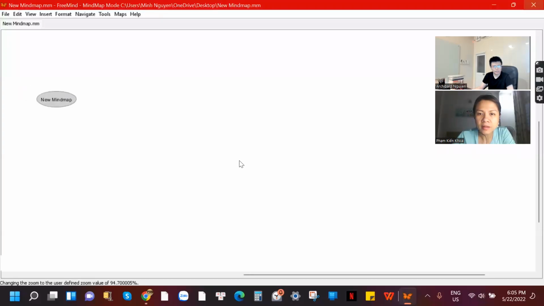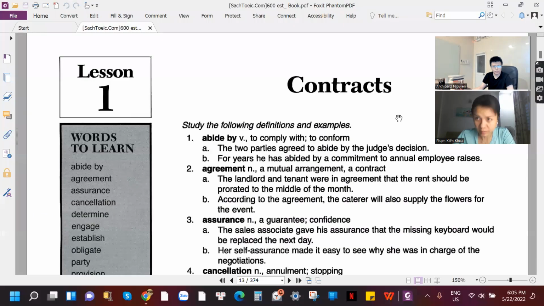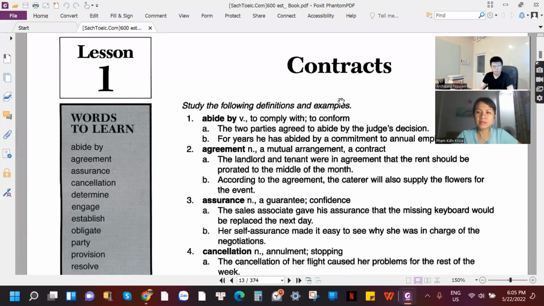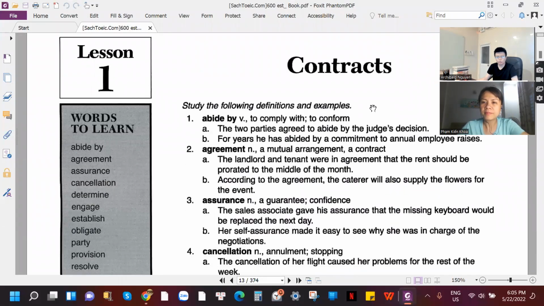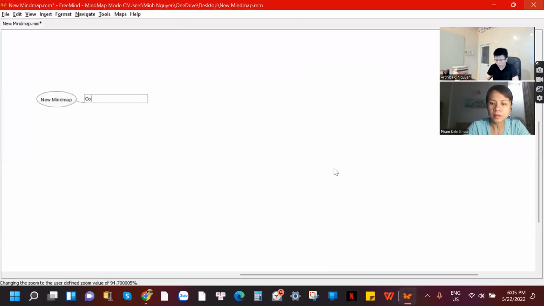Okay, our class is being recorded, and this is the book that we study together. It's called 600 Words for TOEIC. The first word today is contract. Let's start. Contract. Okay, contract. And here it goes. We have the word contract.